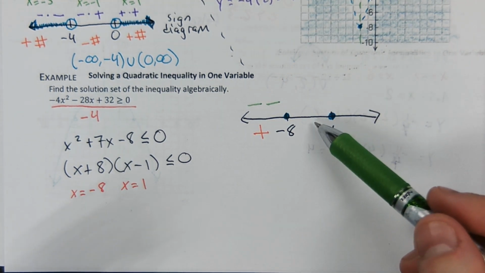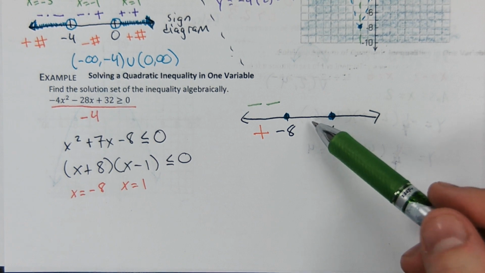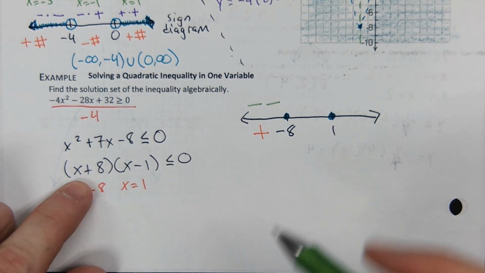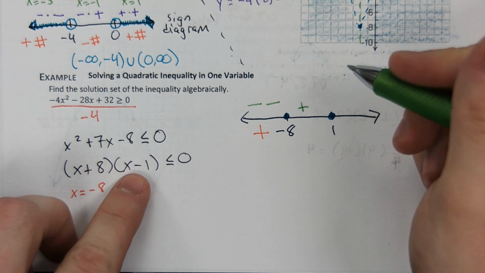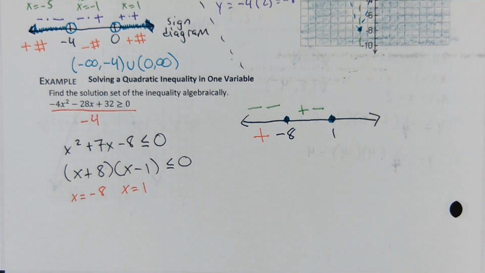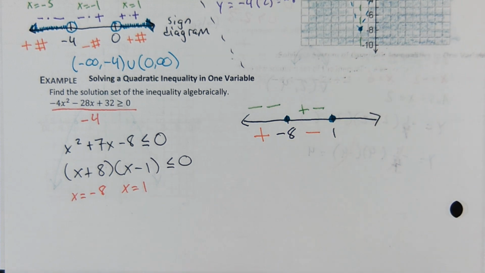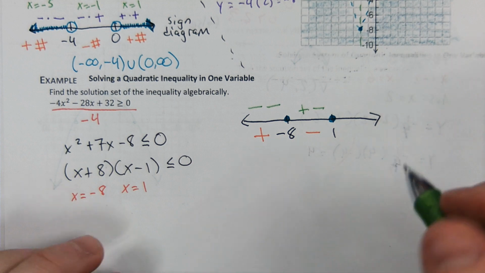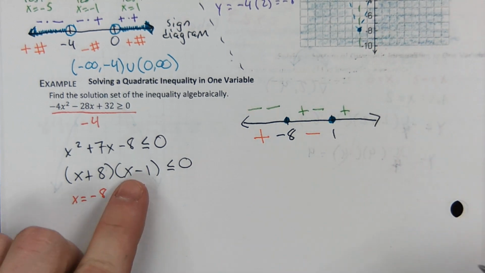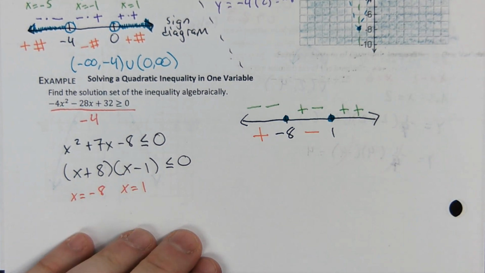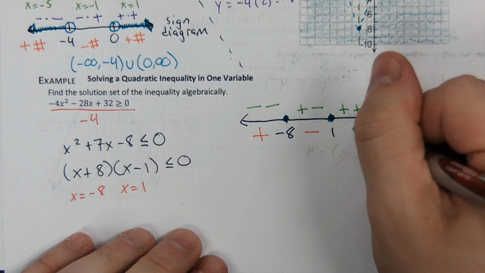I love the number 0. It's so easy to work with. 0 plus 8 is positive. 0 minus 1 is negative. That product would result in negatives. And the last one, any number bigger than 1, like 2. 2 plus 8 is positive. 2 minus 1 is positive. The product of those two positive numbers will be positive.